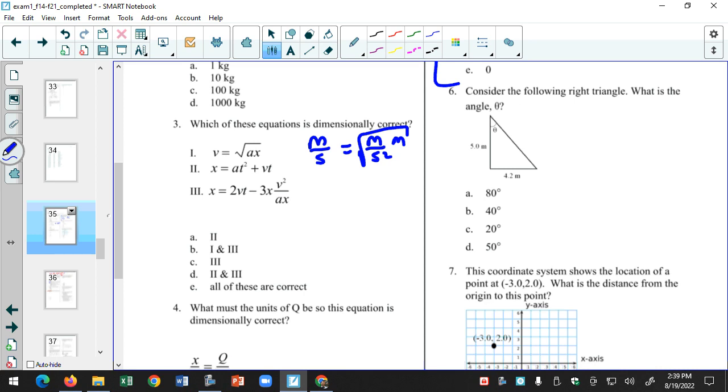Can y'all look at number 2 and tell me what the answer is? Is that dimensionally correct? The second, not number 2, the second equation. We can't see the question.